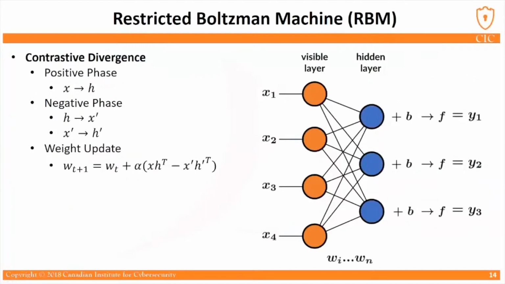And I have the restricted Boltzmann machine, which is a generative neural network that learns a probability distribution over input data, and it uses contrastive divergence in its training procedure.